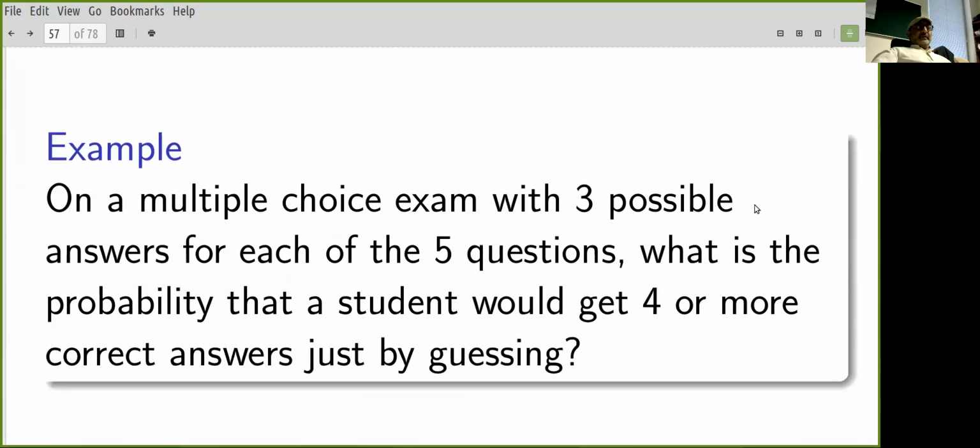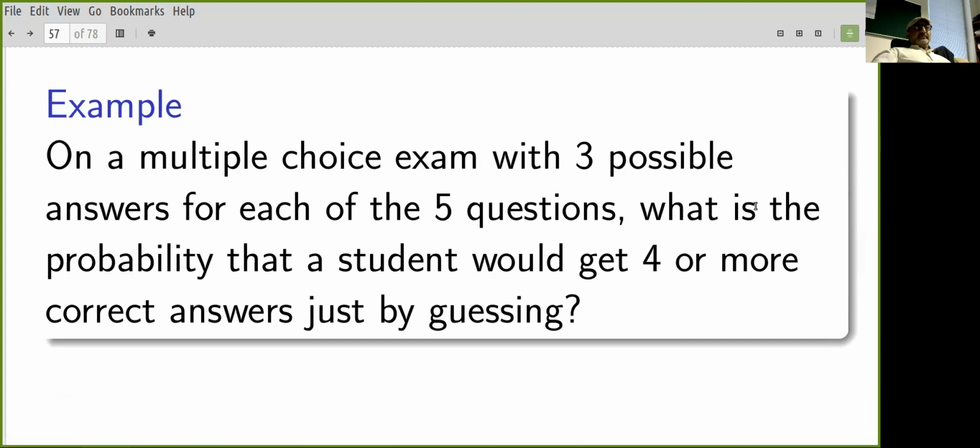Okay. Let's look at another example. You have a multiple choice exam with 3 possible answers for each of the 5 questions. What is the probability that a student will get 4 or more correct answers just by guessing? Okay, so again, I think I would probably want to break that up into cases.